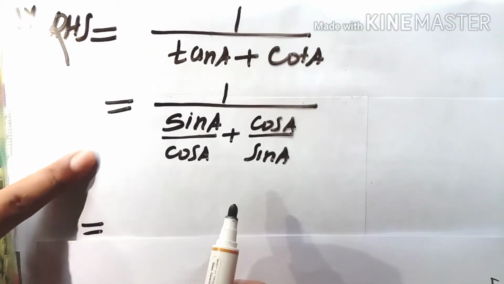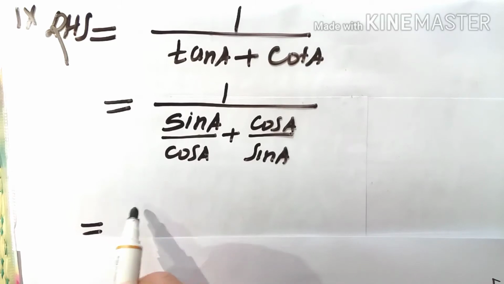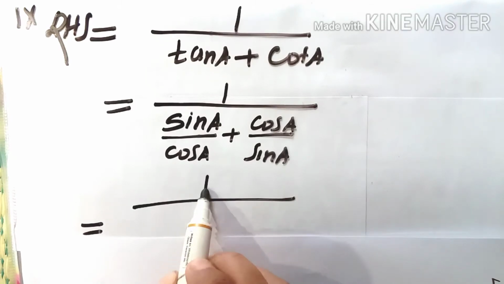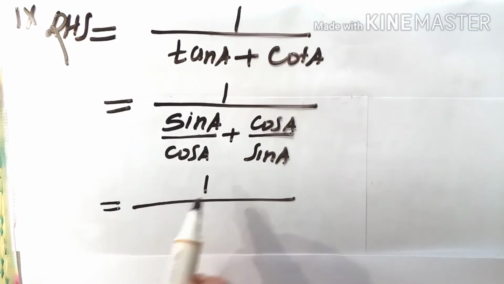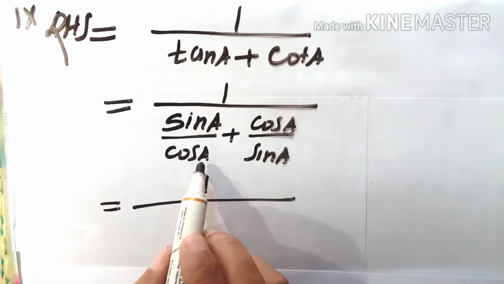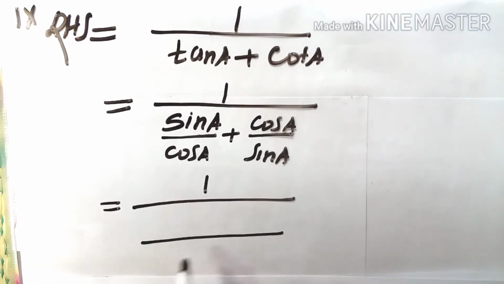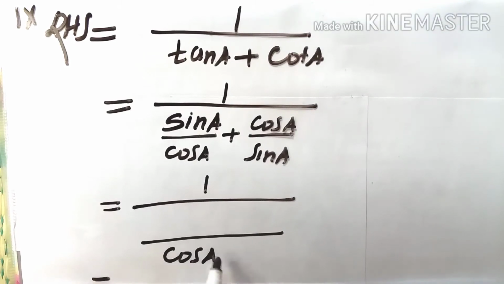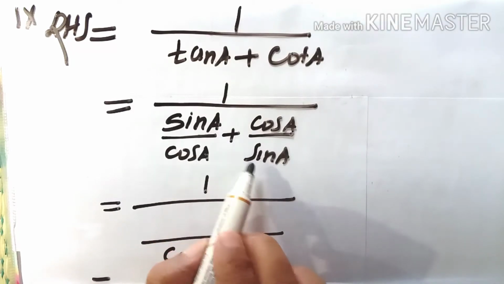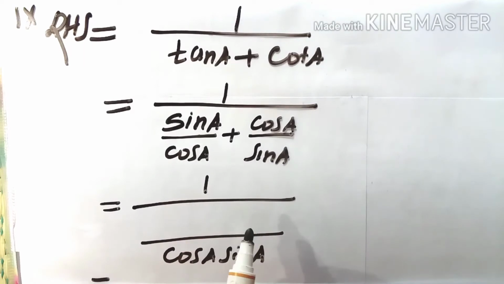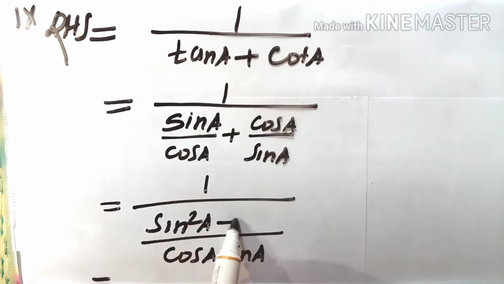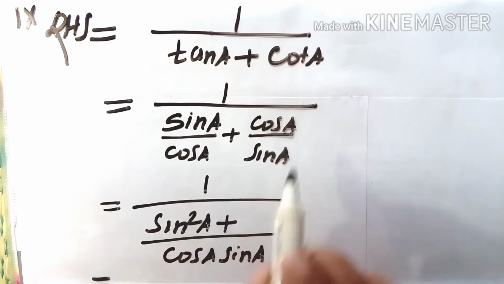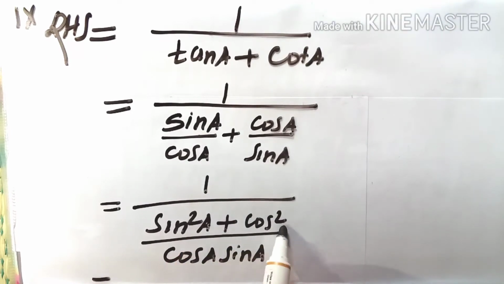So after that, what do we do? You'll have to take the LCM at the denominator, plus the numerator, you'll have to drop the same value here, which is 1. So the LCM of cos A and sin A will be cos A and sin A. Now we will take a cross multiplication. Sin A into sin A equals sin square A, the main sign we have here plus, cos A into cos A equals cos square A.